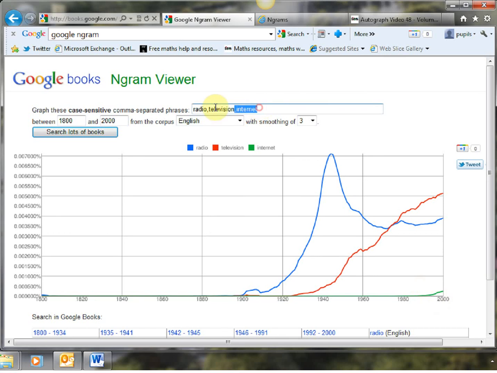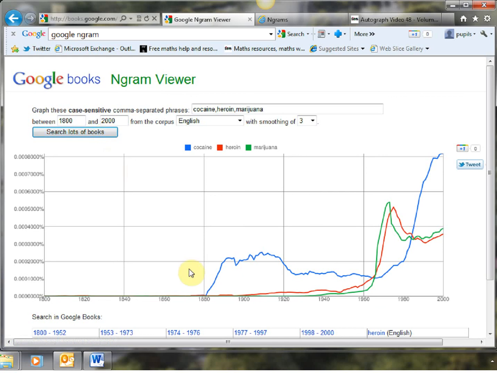Here's one that you perhaps wouldn't want to use in your classroom, but it's interesting nonetheless, and that's the reference of various drugs. So if I go for cocaine, I go for heroin, and I go for marijuana, a bit of a tricky one to spell that, and give that a search. What's going on here? Well, again, not a lot going on before 1880, but then look at this, cocaine, pretty popular there, but then look at the rise from the 1980s onwards and compared to the trend of the other two drugs.